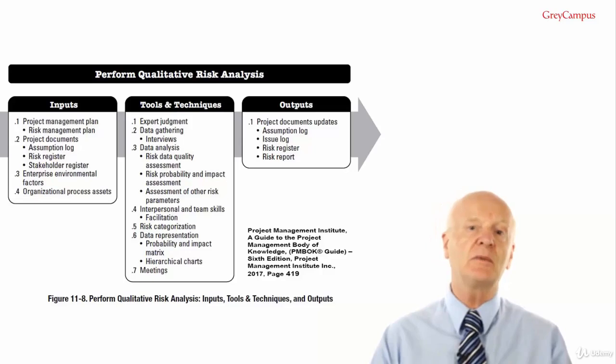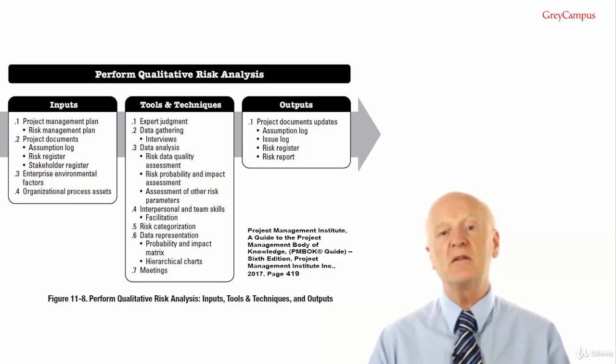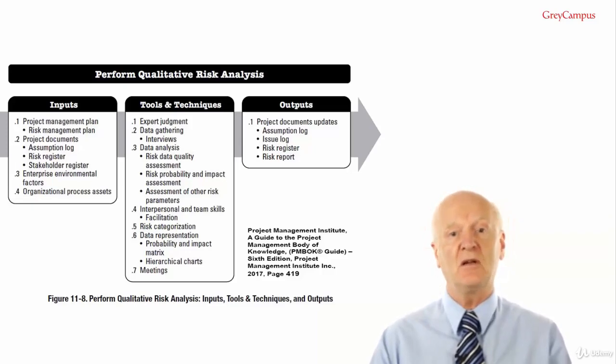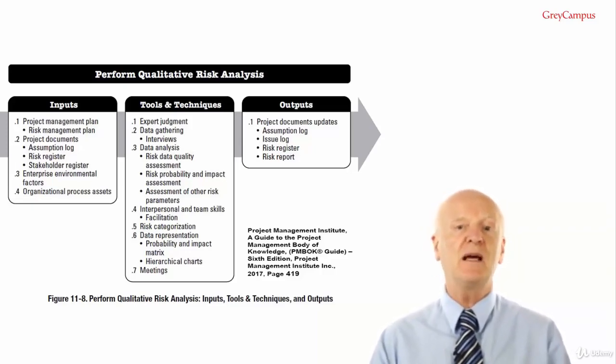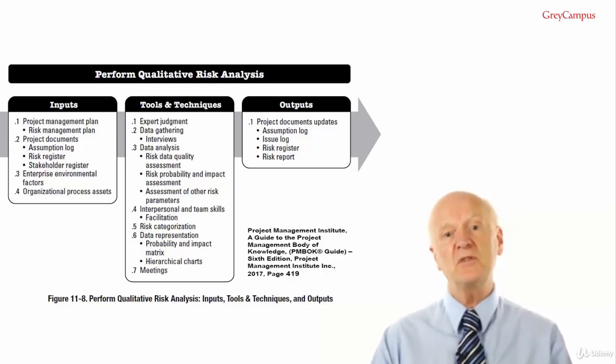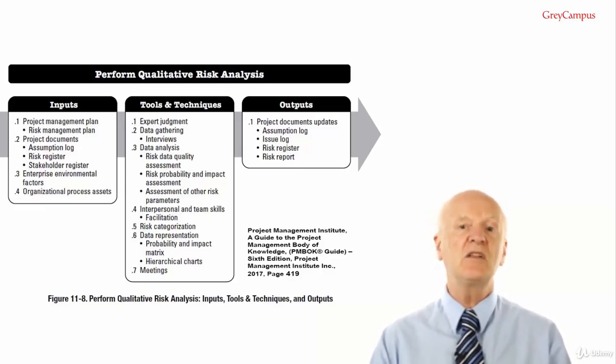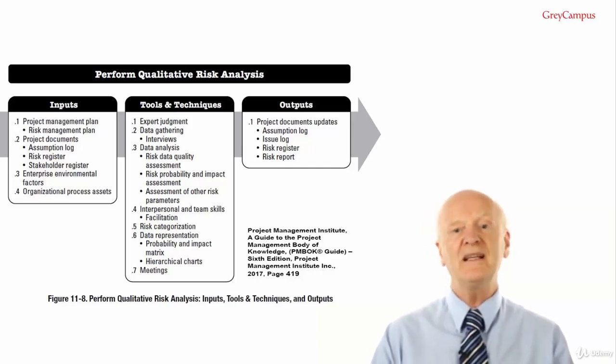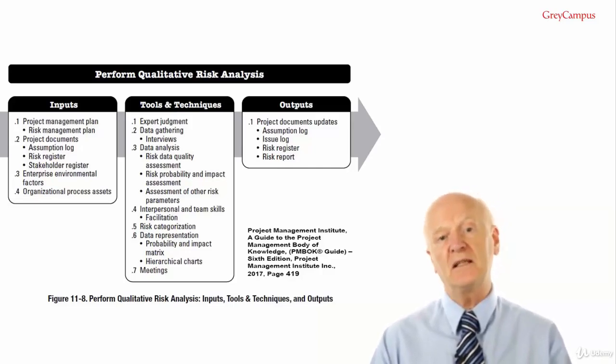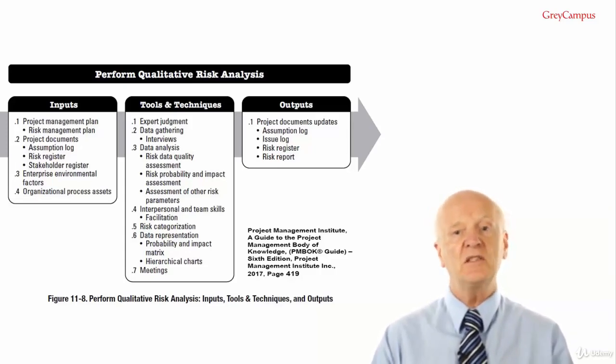Input number 2, project documents. Project documents that can be considered as inputs for this process would include the assumption log. The assumption log is used for identifying, managing and monitoring risk, key assumptions and constraints that may affect the project. These may inform the assessment of the priority of individual project risks. Risk register, it contains details of each identified individual project risk that will be assessed during the perform qualitative risk analysis process, and the stakeholder register, because this includes details of project stakeholders who may be nominated as risk owners.